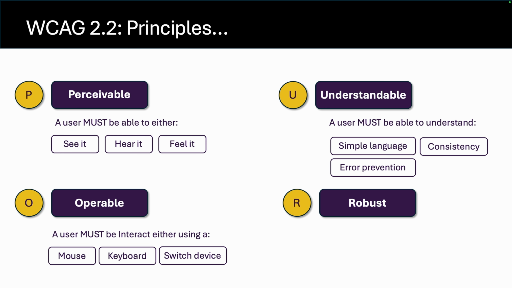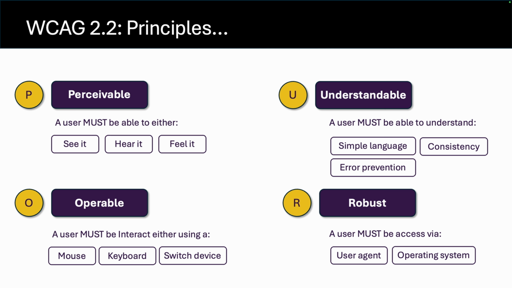Lastly, we have robust, the 4th principle. As a user, I must have the freedom to choose any user agent, which means any browser, any operating system of my choice. I can be a Windows operator or a Mac machine user. I should have the freedom to choose any screen reader of my choice. I can use either JAWS as a screen reader or NVDA or VoiceOver. That's the freedom that I must have as an end user.